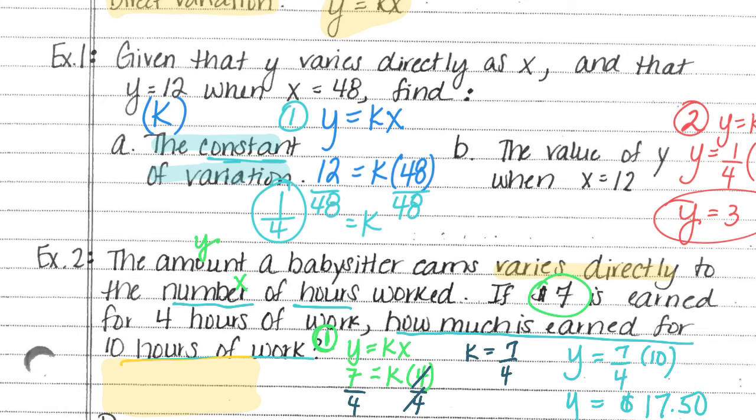So if I have y and x, I can set it up as y sub 1 over x sub 1 equals y sub 2 over x sub 2. So the first y that I got was 7. The first x that I got was 4. And that's equal to, we don't know the second y, but we did know that the second x was 10. And so again, when I take 7 times 10 divided by 4, I get the same answer of $17.50.